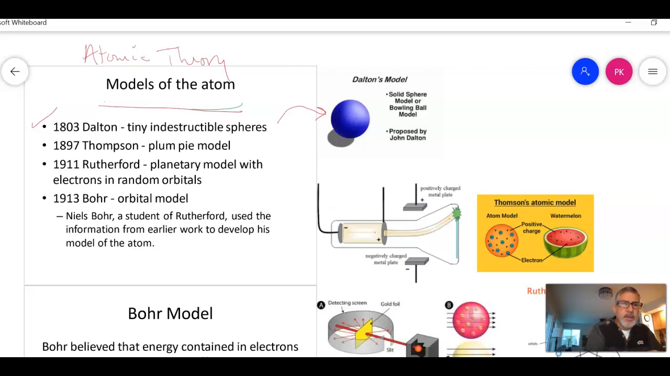Almost 100 years goes by, and technology increases, right? And we get a guy named Thomson. Now, I spelled this wrong, so if you do a crossword puzzle later, take out the P. So Thomson comes out with the plum pie model, or the plum pudding model. Thomson did some investigations with a thing called a CRT, or a cathode ray tube. What a cathode ray tube does is it shoots an electron beam.